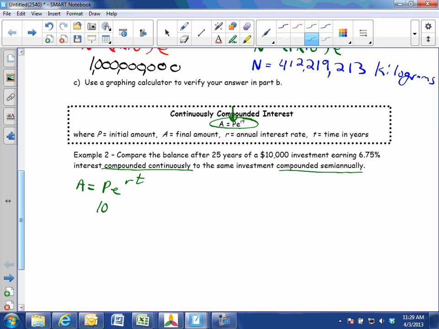What's compounded semi-annually? Annually means once a year. Semi means twice a year. So are we using the same formula? Nope, we're going to use different ones, because this one's for compounding continuously. We talked about that earlier, I promise. Alright, so our rate is 0.0675 times your time of 25.